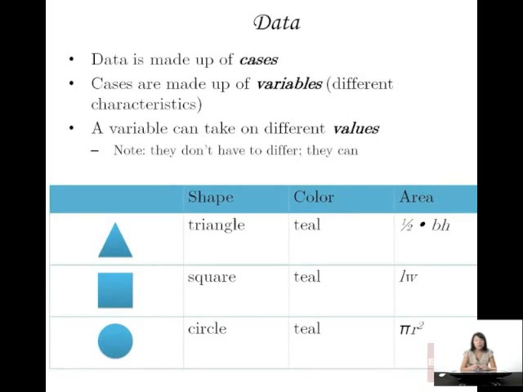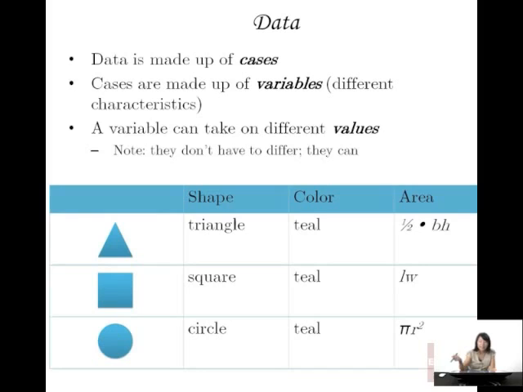All right, so we need to talk about samples because statistics is all about data, and data is made up of cases, right? So each individual that is part of that data set is called a case. And cases are actually made up of variables. You could think of variables as different characteristics within a case. And a variable can take on different values, right?